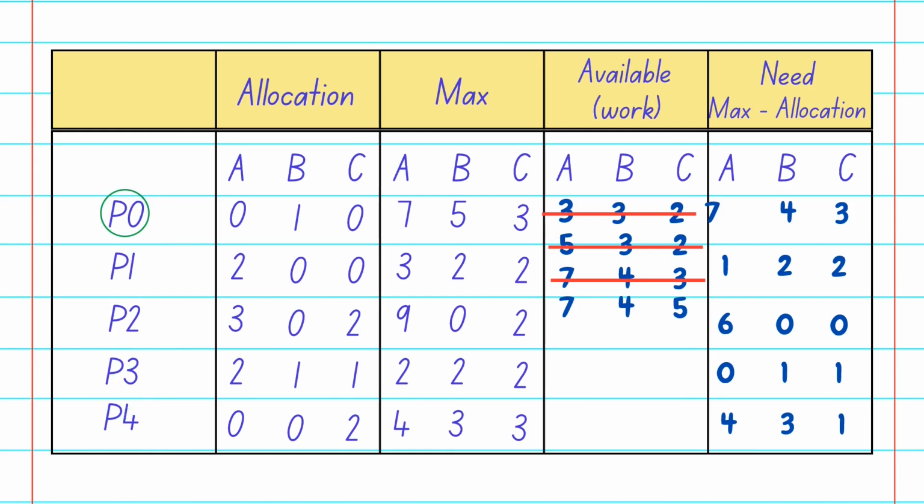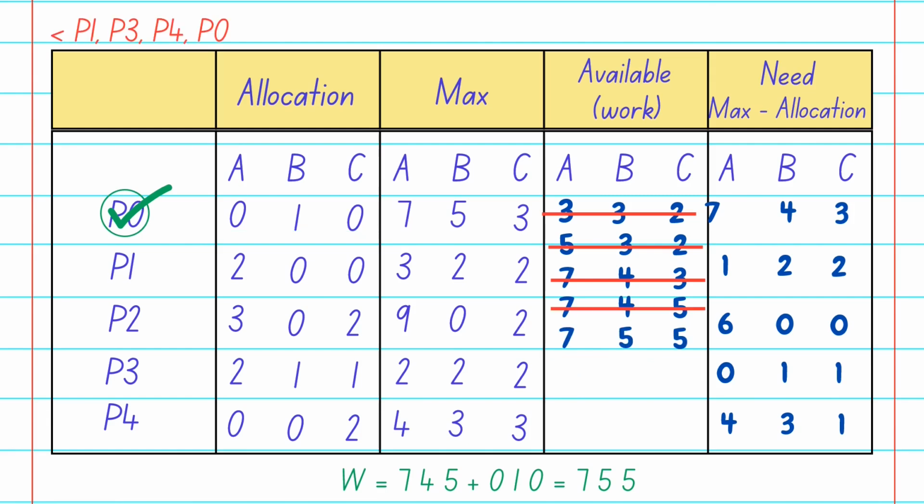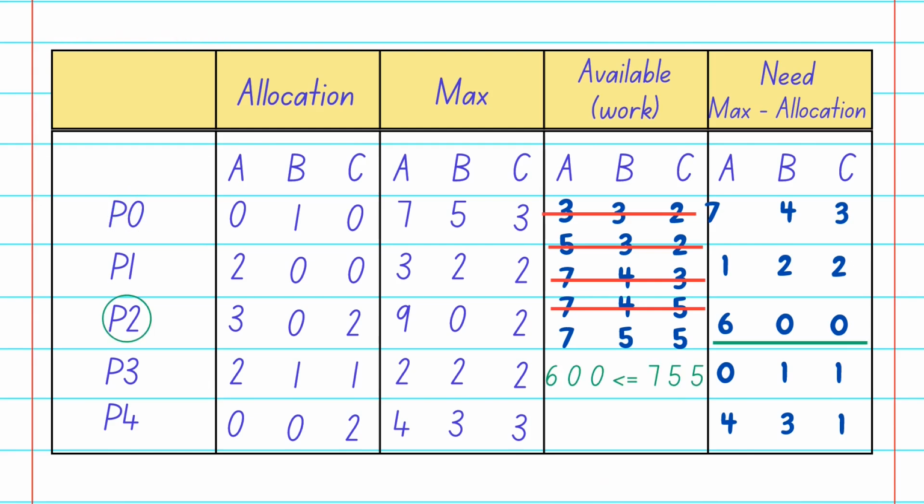So in the next cycle we can move to process P0. Okay, work value is 745, right? So 743 is less than or equal to 745. Yes, it can be allocated. So our new work value would be work plus allocation, that is 745 plus allocation 010, which is equal to 755, right? Let's update in our box. So P0 is also in a safe state now, right?